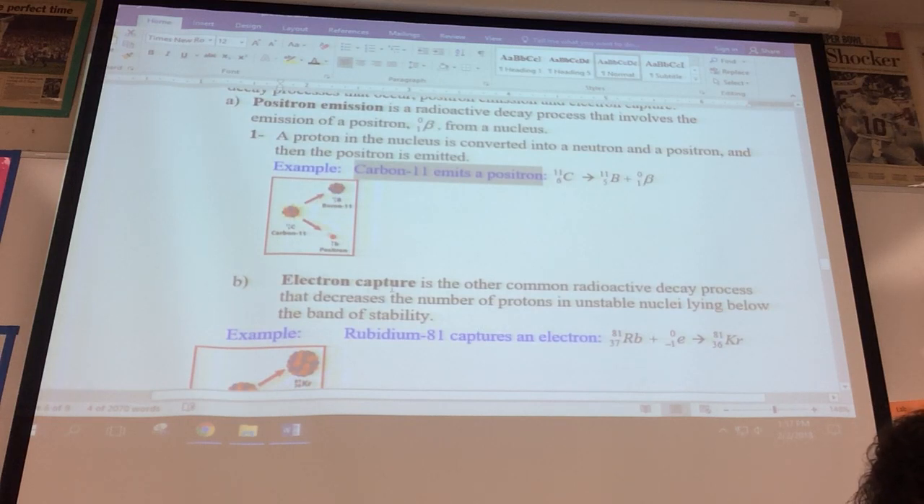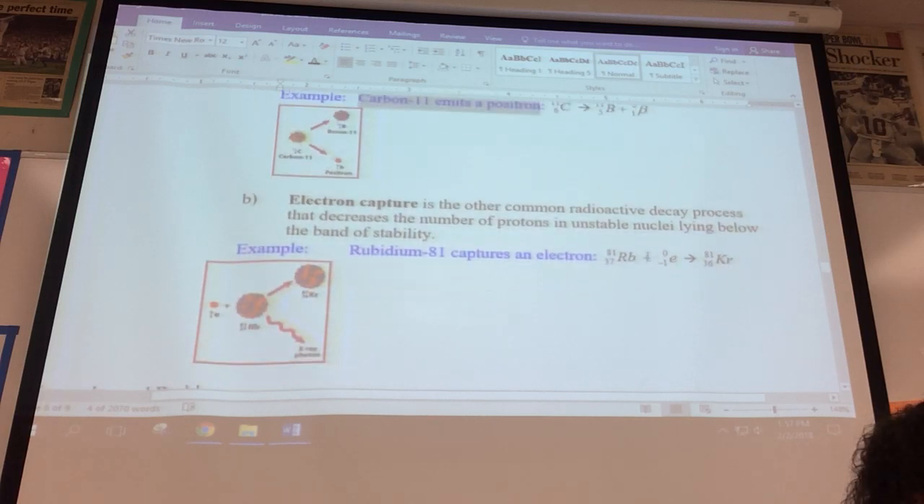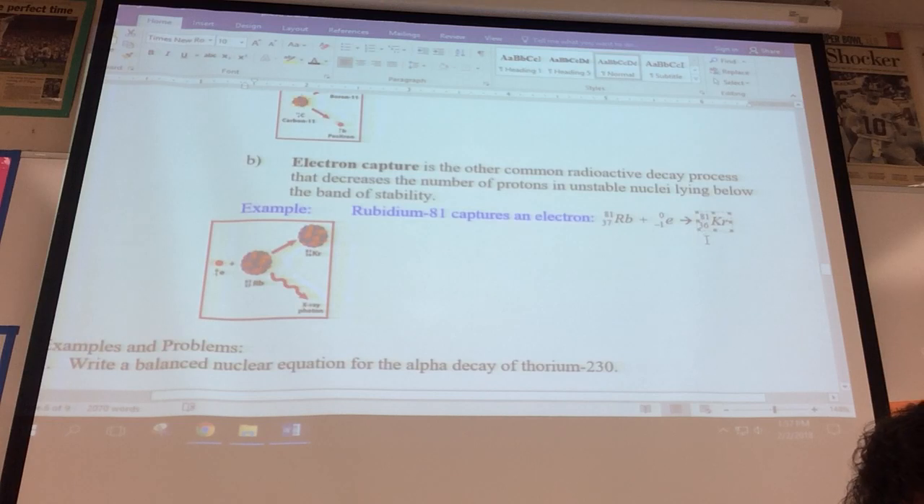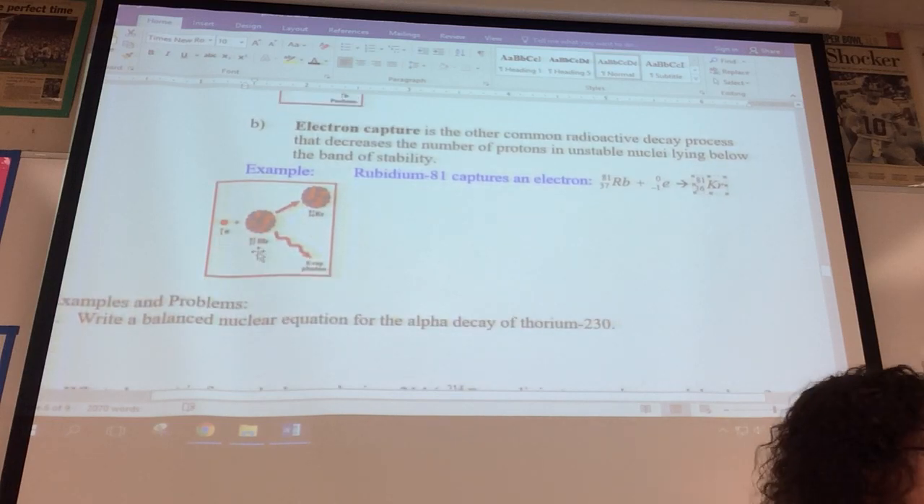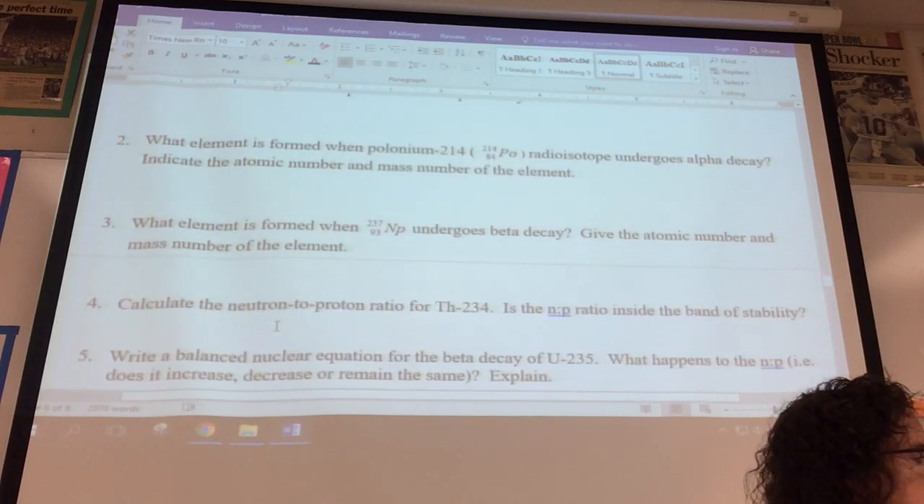Another type that you can have is electron capture. An electron can be captured. If you capture something, you grab it, and this is going to be on the left side of the equation here. What happens to the atomic number now? It decreases, and you'll see that that will up the neutron to proton ratio. Let's do a few examples of those. There's a whole bunch here that I'll give you an opportunity to do.